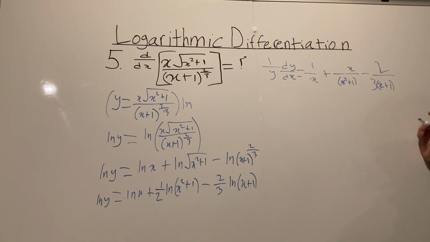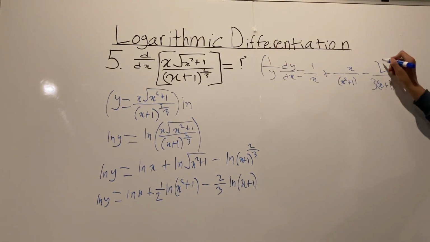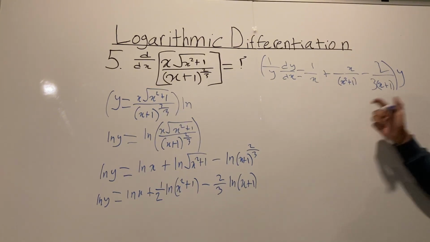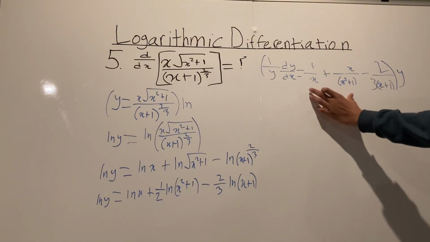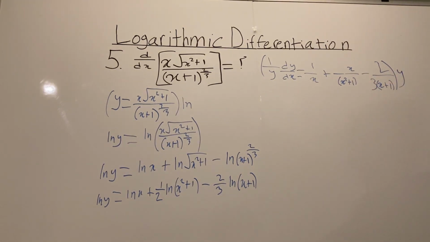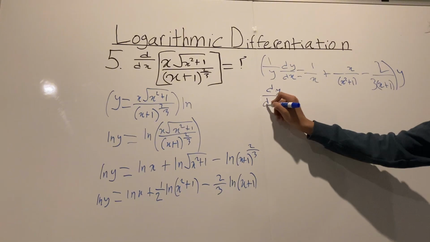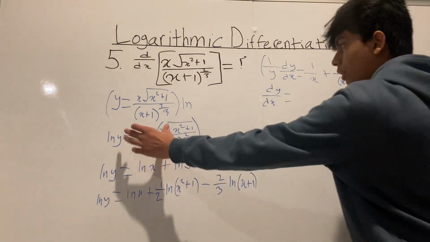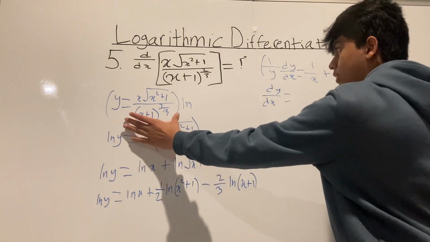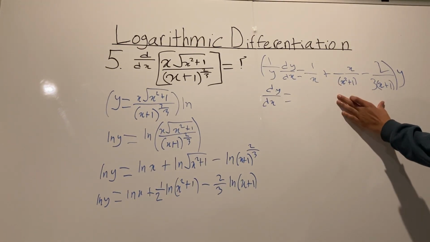But we're not done yet because we need to isolate dy/dx. So we're going to multiply everything by y. If we multiply everything by y, this y cancels out. But since we multiply by y, everything on the right side is multiplied by y. So dy/dx equals, now y is the same thing as the original function that we said before. So all we have to do is take our derivative and multiply by y.